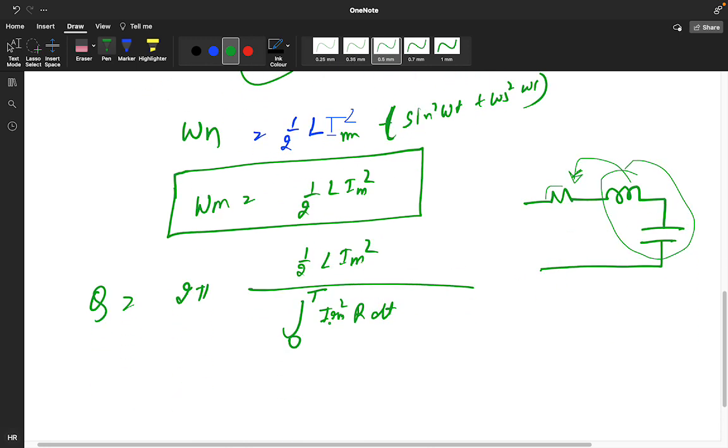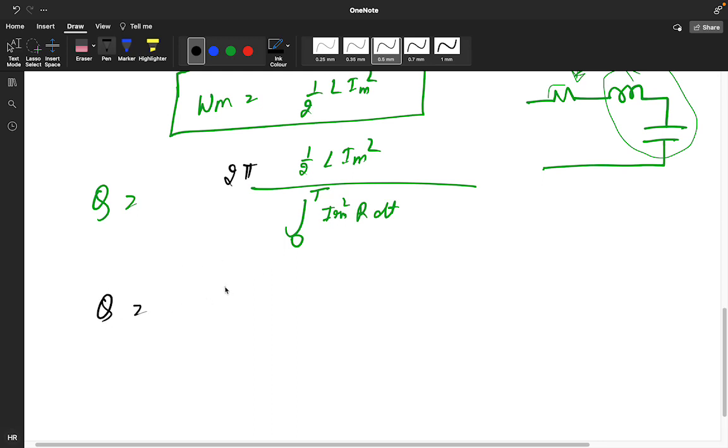So I am finding, and it is 1 upon time period. So 1 upon time period, and actually the time period is 2 pi, so this 2 pi will go upside. So that's why 2 pi is coming.